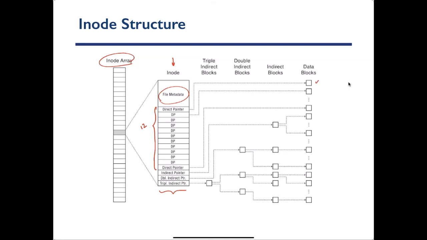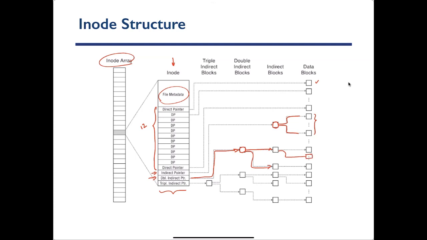You have one indirect pointer, which points to a block that points to a bunch of blocks. And then you have a single doubly indirect pointer, which, as the name suggests, points to a single block. This single block points to a bunch of blocks, and then these point to a bunch of blocks.